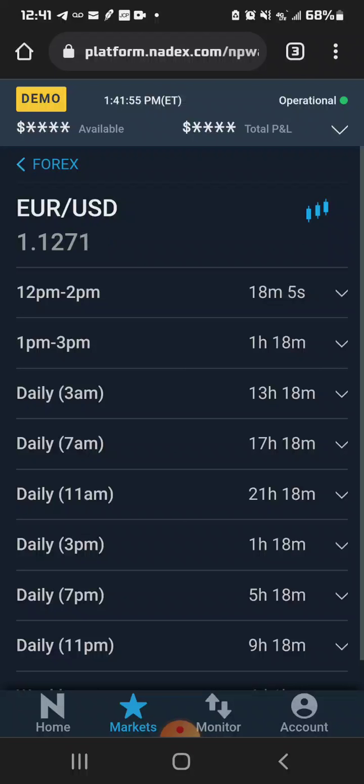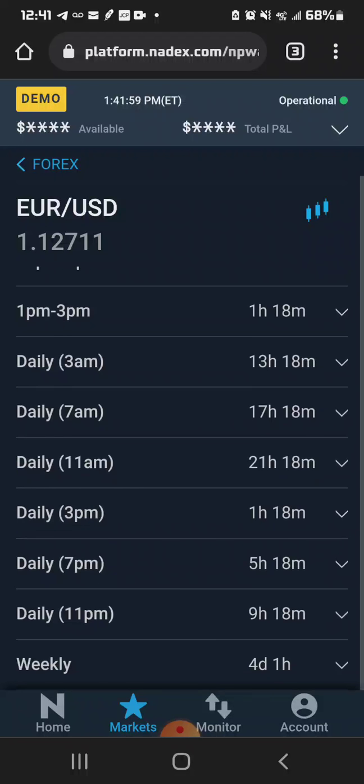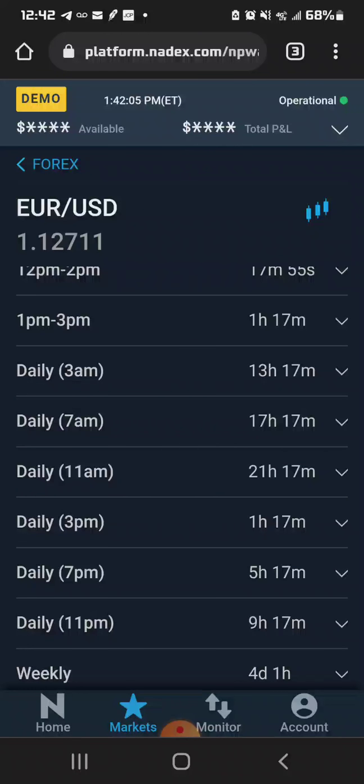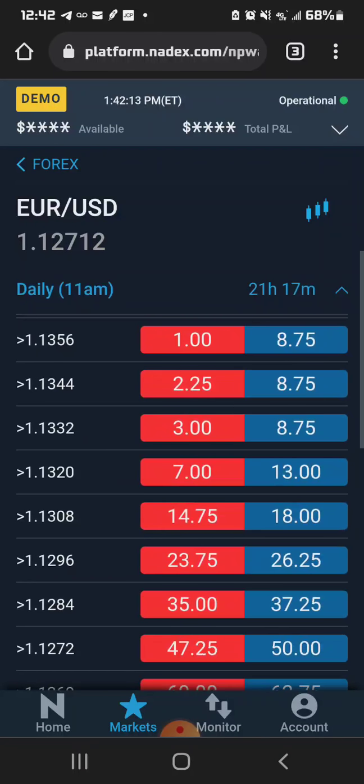Then they have a daily expiry. This one lasts for 24 hours, and this one expires at 2 in the morning my time. This one expires 6 a.m. tomorrow morning, and this one expires 11 a.m. So I'm just going to click the 11 a.m. one since it has a lot of time on it.